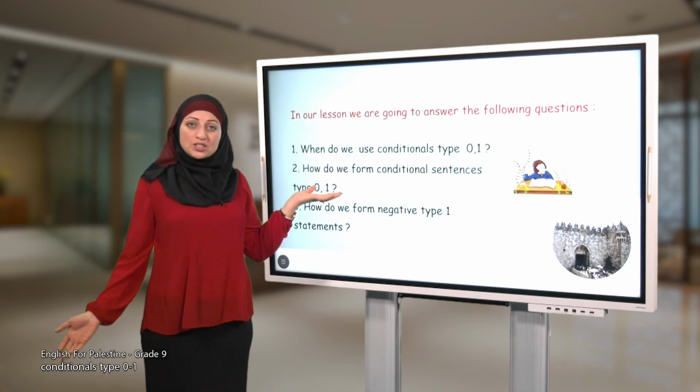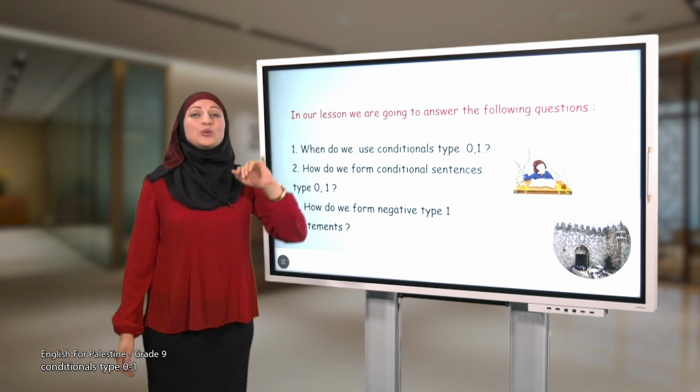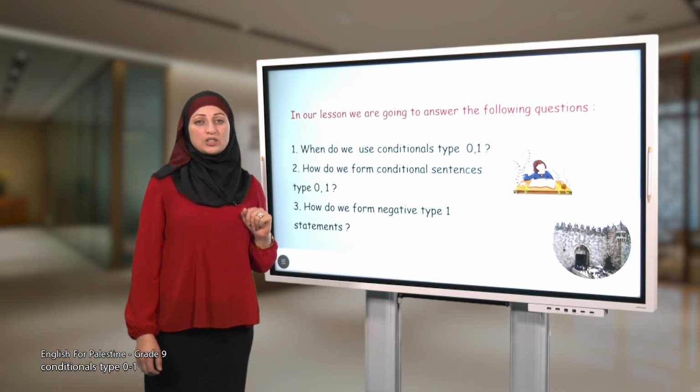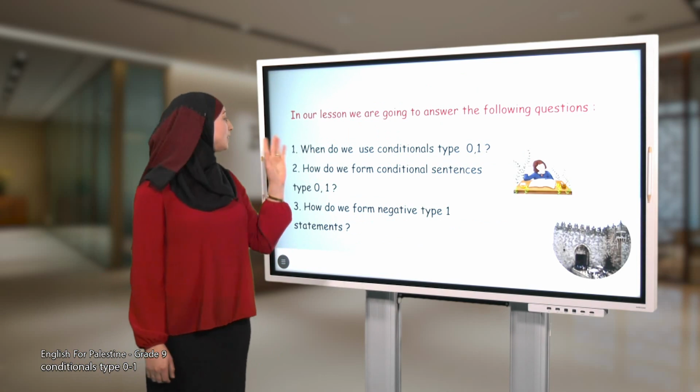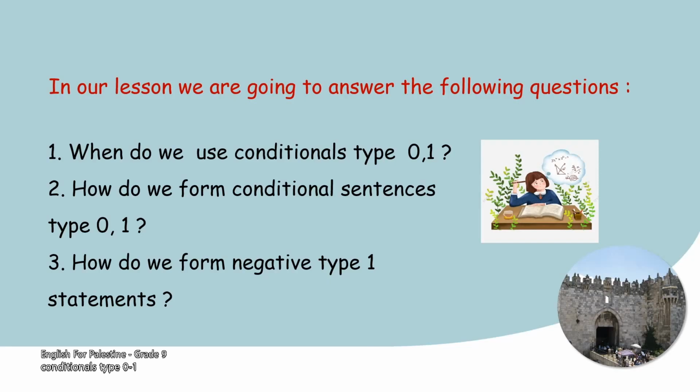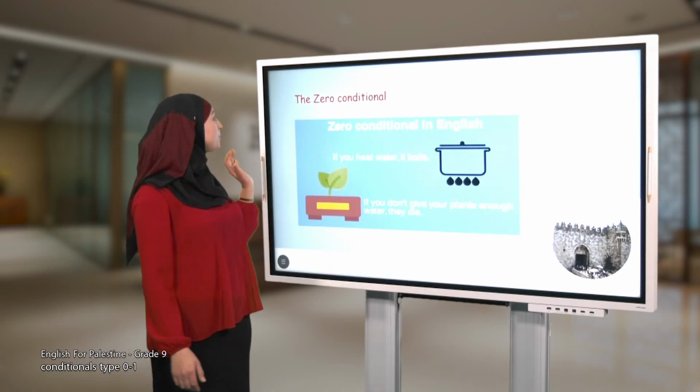So we have questions here. In our lesson, we are going to answer the following questions. Number 1, when do we use conditional type 0 and 1? Number 2, how do we form conditional sentences using type 0 and 1? Number 3, how do we form negative type 1 statements? Let's start with the first question.